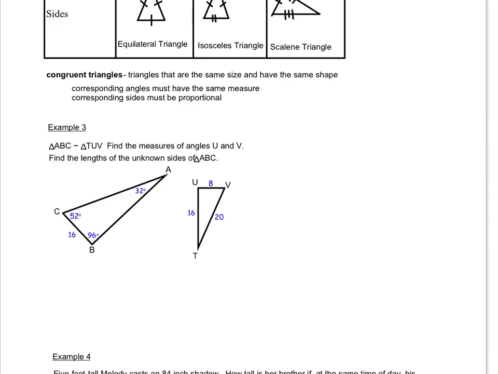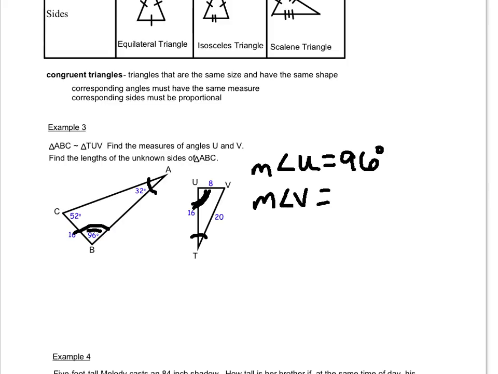triangle ABC is similar to triangle TUV, then angle A is congruent to angle T, angle B is congruent to angle U, and angle V is congruent to angle C. Okay, so the measure of angle U is going to be equal to 96 degrees because it's congruent to angle B. The measure of angle V is going to equal 52 degrees because it's congruent to angle C.